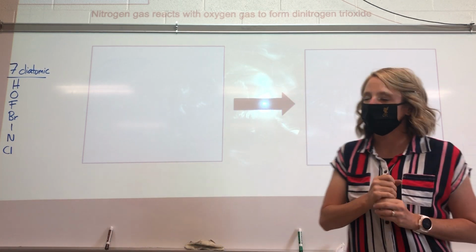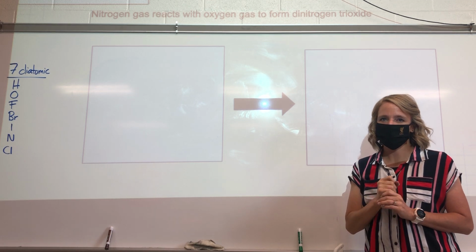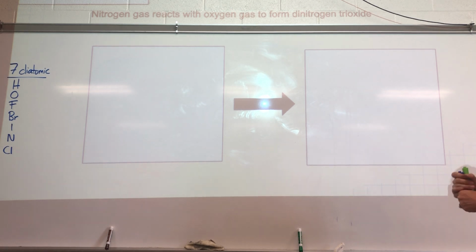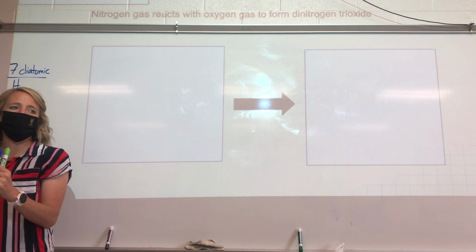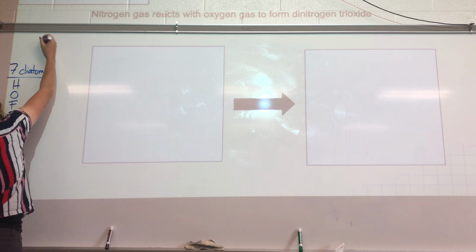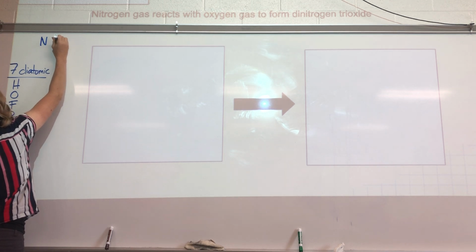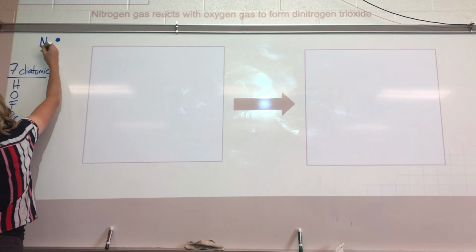So what we're going to do to start here is draw a picture of what this sentence is describing. It tells us that we have nitrogen gas reacting with oxygen gas to form this thing known as dinitrogen trioxide. Now my little key: if you have different colors, you can use them as well. If you don't, I'll use different shapes, so that works too. Nitrogen symbol is N. I'm going to draw nitrogen as little circles, and oxygen I'll draw as little triangles.